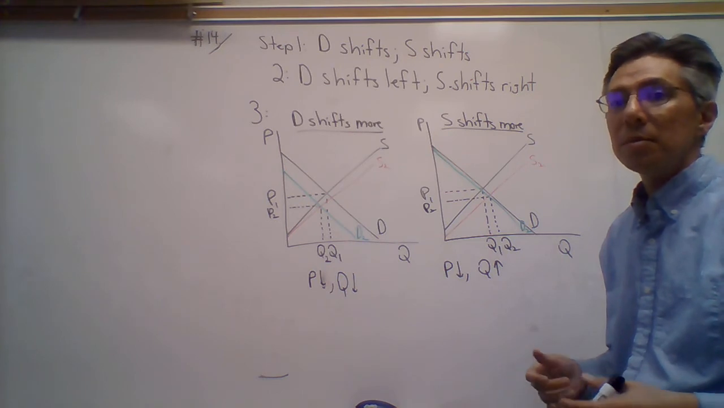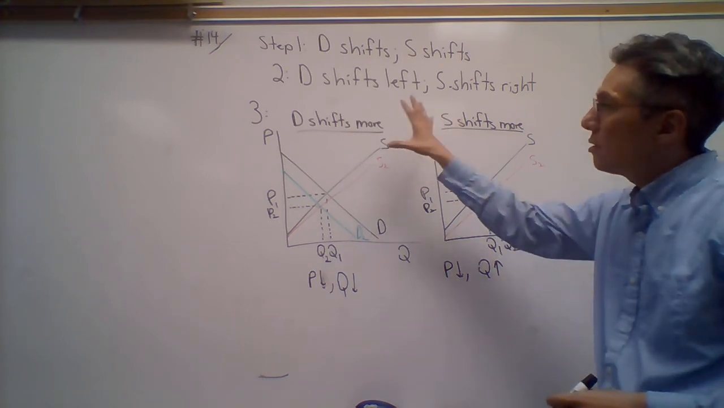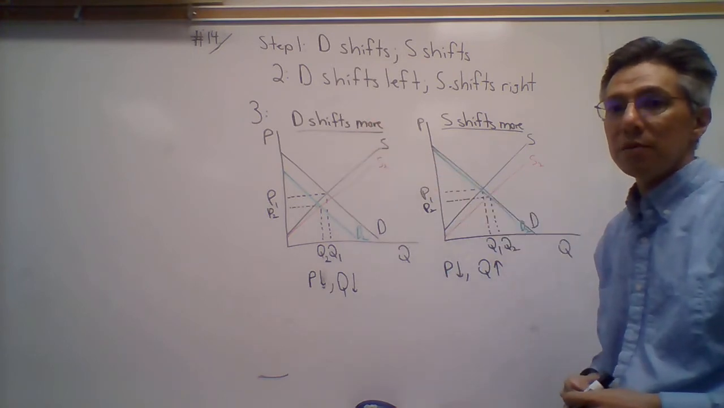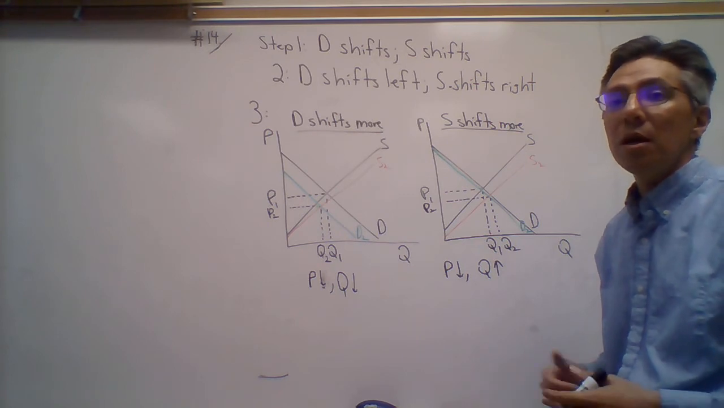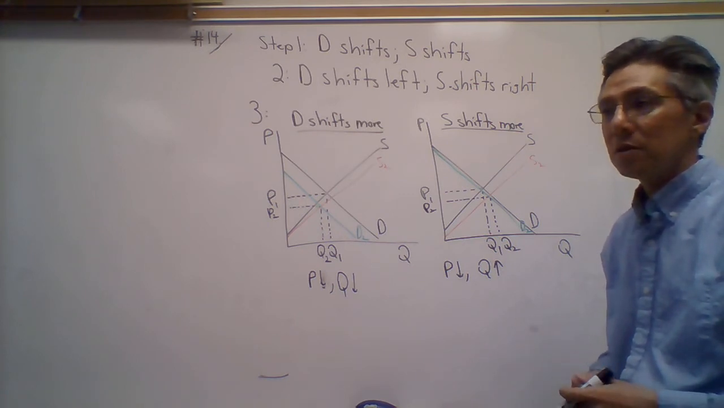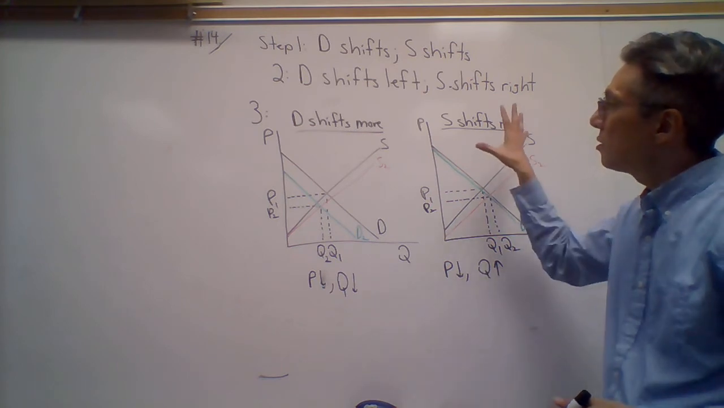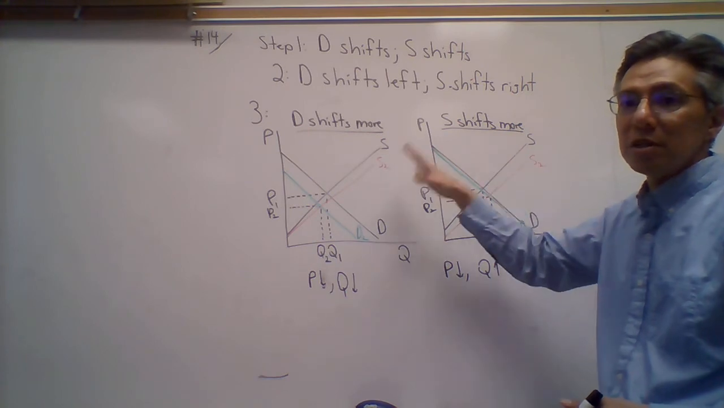So this points to a major flaw of the three-step process. It's simpler, but it's leaving something out, and what it's leaving out is the degree to which the curves shift. Yes, we know which ones shift and which way they shift, but we don't know by how much. That's something you need functions for. As a result, because this is omitted, this creates a lack of precision.